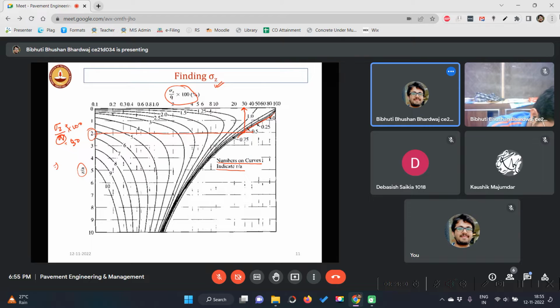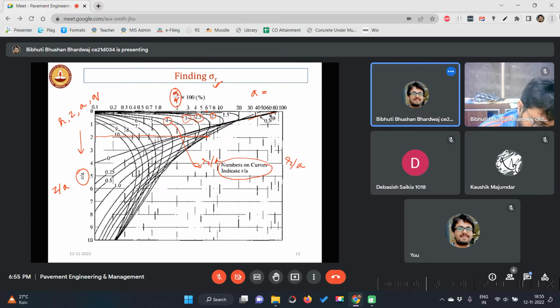Sigma Z by Q, it will be 30. Then this 50 or like here. It's correct only, right? Yes. 0 minus 2. No, wait, it's not 0. This one, no? Coming here. This one is 0.